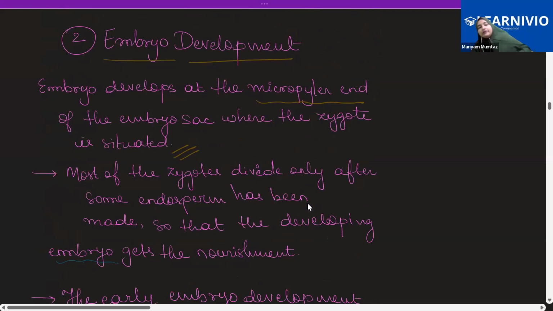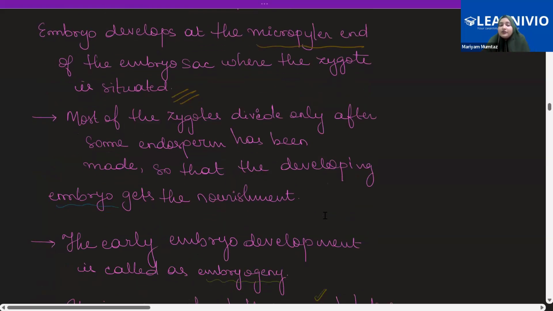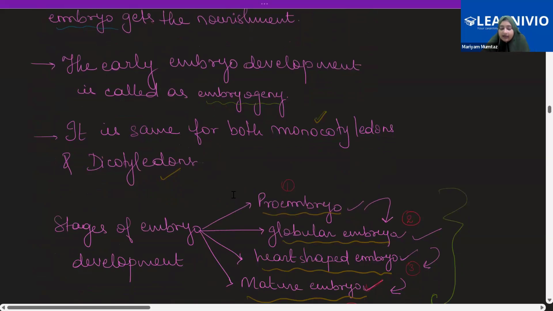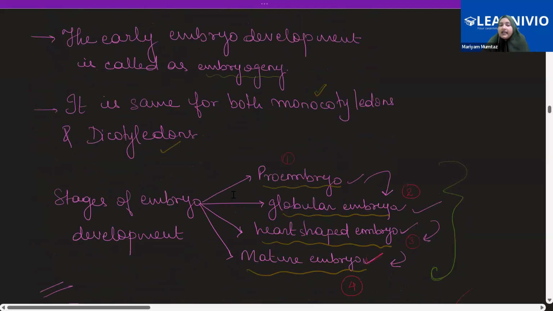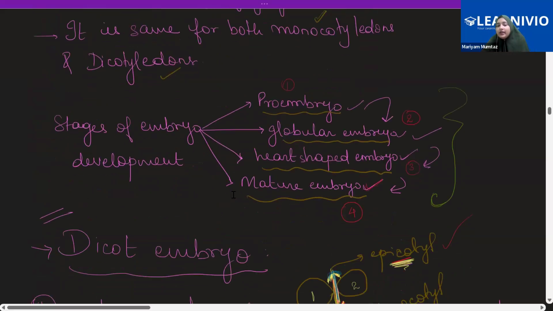Further, there is the embryo development. Now, the embryo develops at the micropylar region of the embryo sac where the zygote was present. So, the embryo is a result of the syngamy, not the triple fusion, right? Now, the zygote, after it has been developed, will start to undergo mitotic division, so as to form the new plant. The early embryo development is called embryogeny. Now, embryo development goes through certain stages like pro-embryo, globular embryo, heart-shaped embryo, and then the mature embryo.